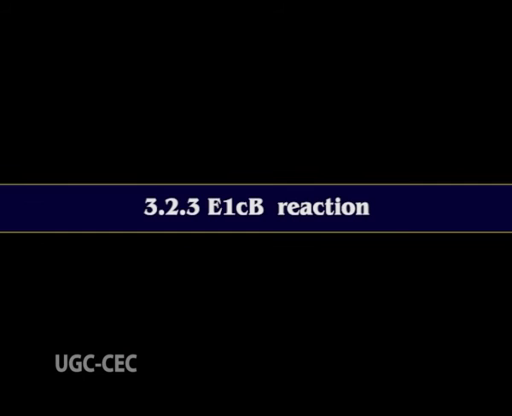Now, the third type of beta elimination reaction, E1CB reaction. E1CB stands for elimination unimolecular from conjugate base. The reaction mechanism goes in two steps. In the reversible first step, the beta hydrogen is removed by the base to generate a carbanion intermediate, that is conjugate base of the substrate.